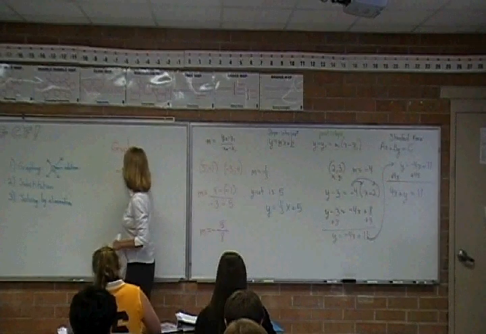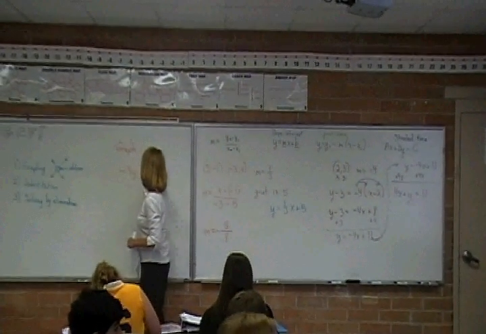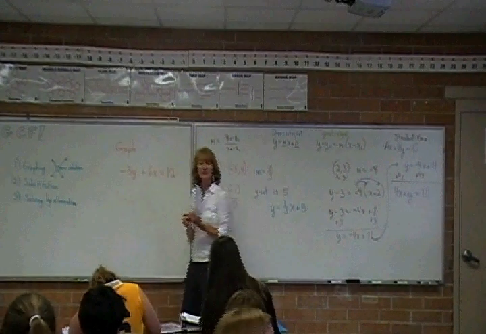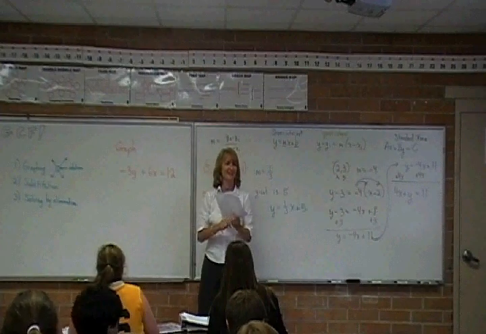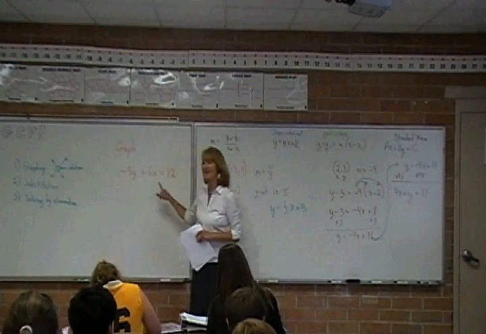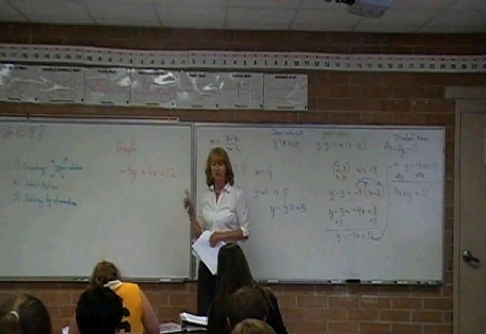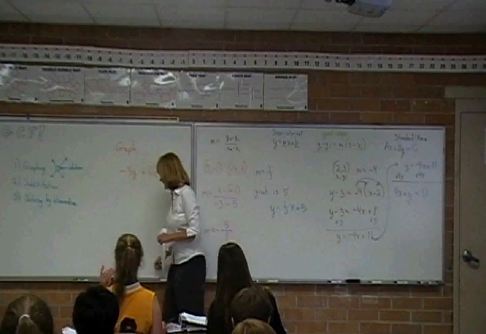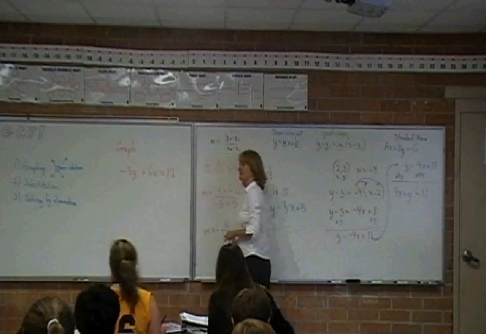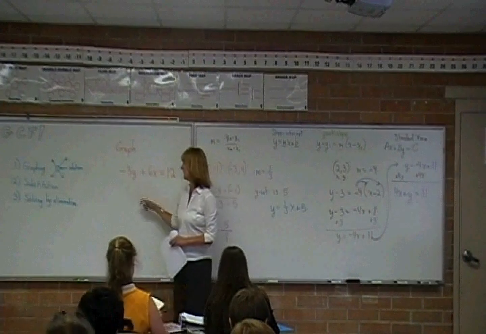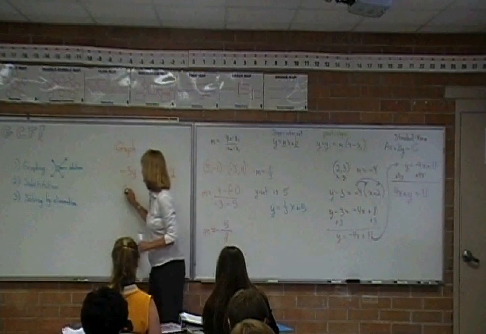Graph negative 3y plus 6x equals 12. This isn't really standard form because a is negative, but let's pretend this is what you're given. If you were asked to graph this, there's one relationship you can learn really quickly: you can change standard form to slope-intercept form very quickly.